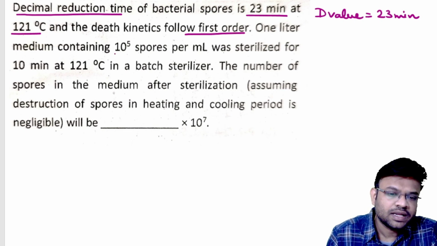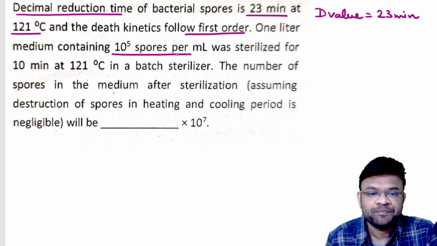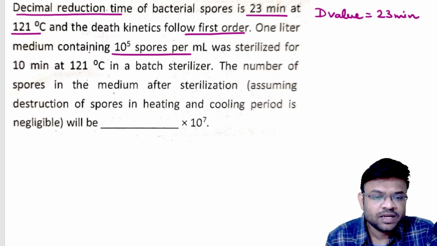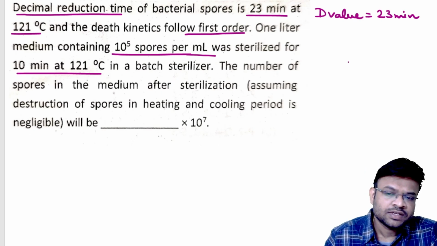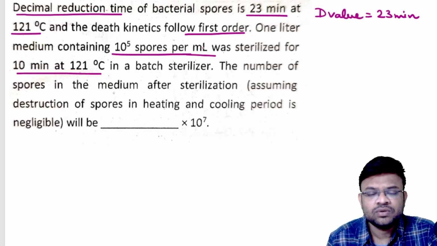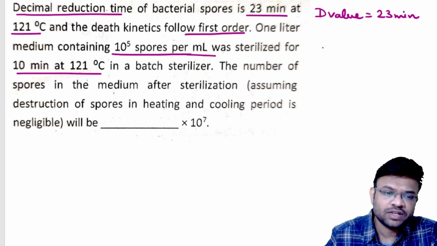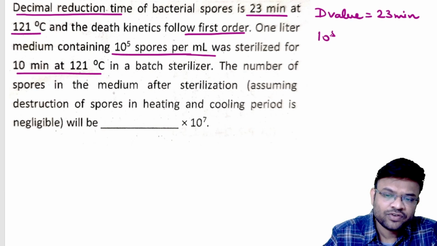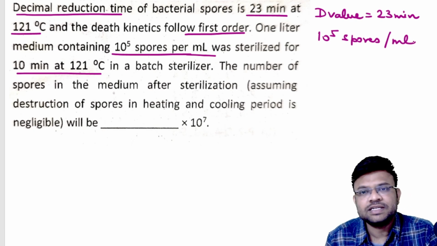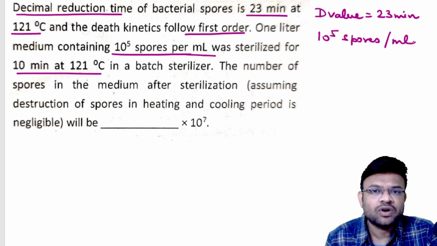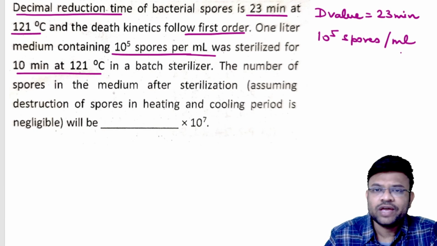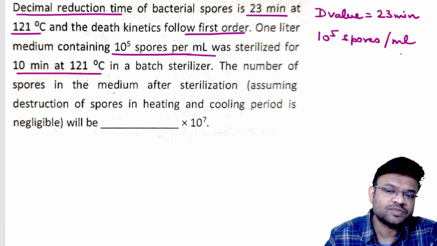1 liter medium containing 10 to the power 5 spores per ml was sterilized for 10 minutes at 121 degrees centigrade. There are a couple of things that you need to remember here, because they have given you the spore value, 10 to the power 5 spores per ml, as the concentration, and the total volume of the media is 1 liter. So for every 1 ml, 10 to the power 5 spores are present.